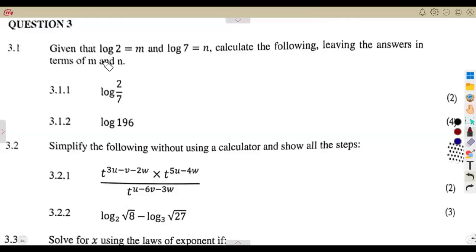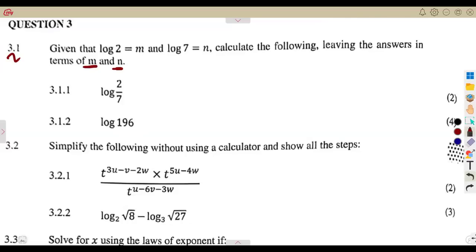So number 3, we are given 3.1. Okay, let's see what you're given there. The log of 2 is m, and the log of 7 is n. Calculate the following, leaving the answers in terms of m and n. So we need the answers in terms of m and n.